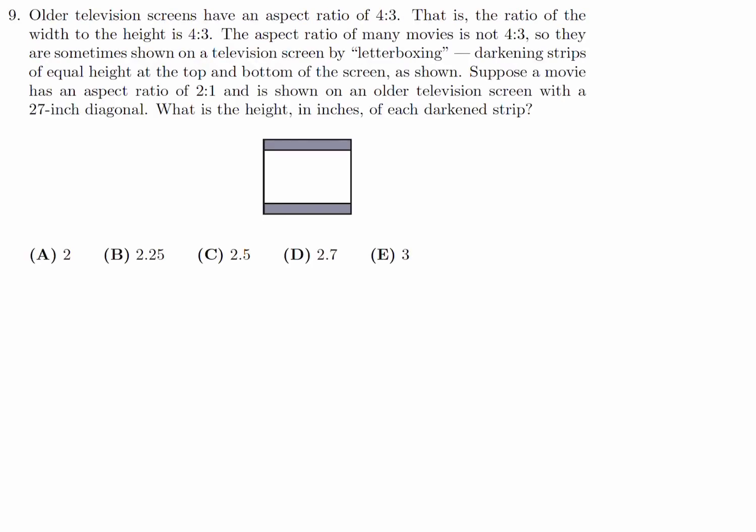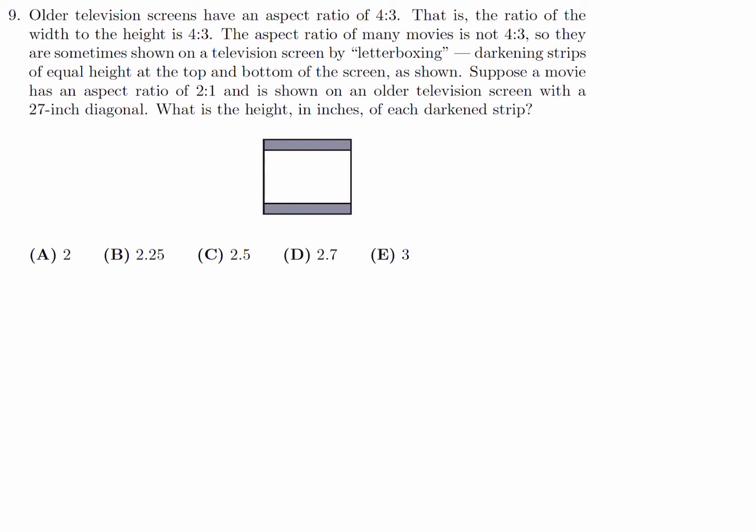Older television screens have an aspect ratio of 4:3. That is, the ratio of the width to height is 4:3. The aspect ratio of many movies is not 4:3. So they are sometimes shown on a television screen by letterboxing, darkening strips of equal height at top and bottom as shown. Suppose a movie has an aspect ratio of 2:1 and is shown on an older television screen with a 27-inch diagonal. What is the height in inches of each darkened strip?